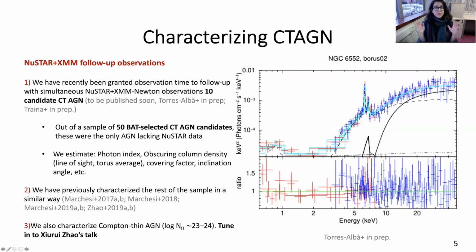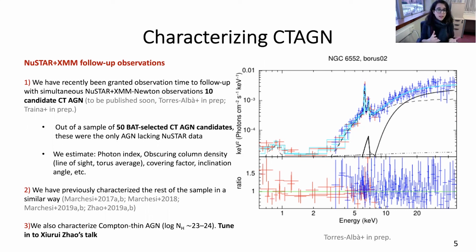We have recently been awarded simultaneous NuSTAR and XMM observations of 10 new candidate Compton-Thick AGN in the nearby universe. These 10 AGN were the only ones out of a sample of 50 selected Compton-Thick AGN candidates that were lacking NuSTAR observations until now.